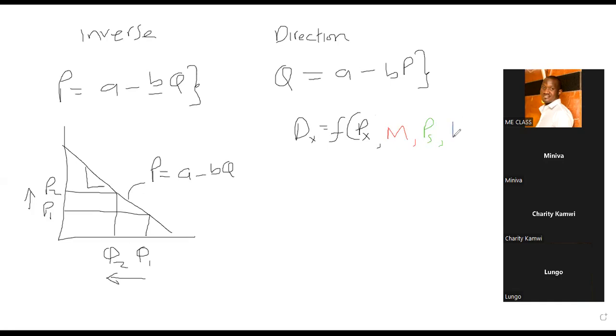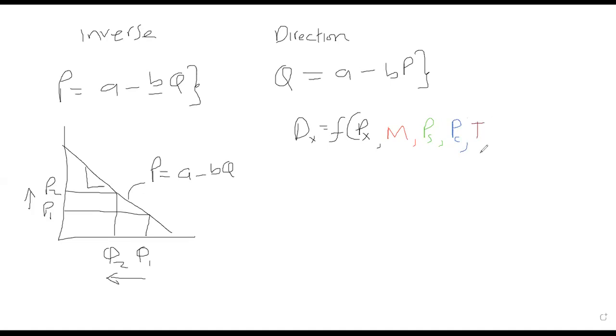We said price, income, taste. Okay, taste. All right. What else? Advertisement. Advertisement, yes. Population. Population, yes. Population is generated by N. Weather, yes. Exactly.